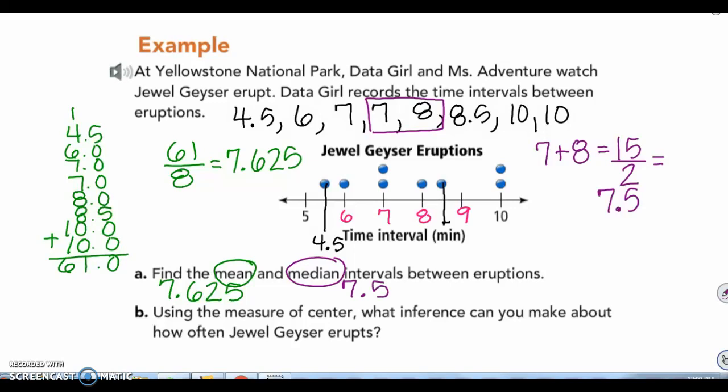Letter B, using the measures of center, what inference can you make about how often Jewel Geyser erupts? Well, our mean is 7.625 and our median is 7.5. So we can infer, based on our data, that Jewel Geyser erupts about every 7.5 minutes.